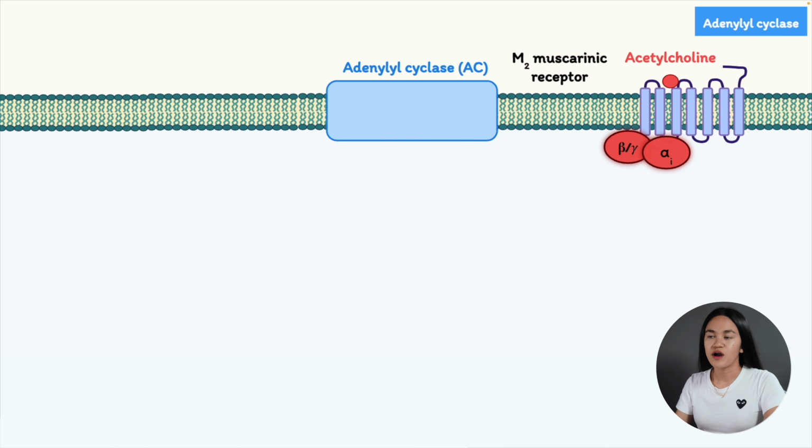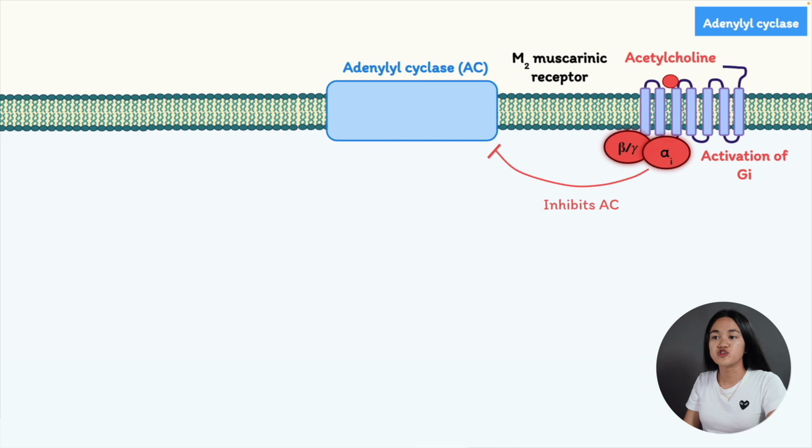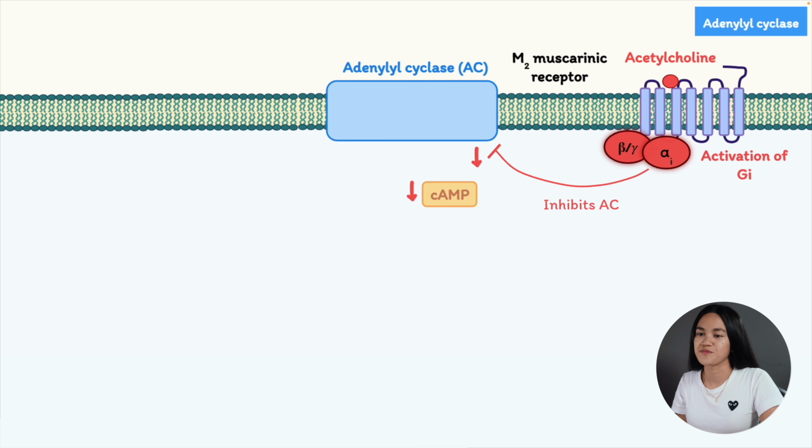When acetylcholine binds to and activates the M2 muscarinic receptor, that leads to the activation of the Gi protein. Remember, Gi stands for inhibitory. It inhibits adenylyl cyclase. Okay? So that activated Gi protein then moves to the membrane to interact with adenylyl cyclase, and it reduces the activity of the adenylyl cyclase enzyme, which then leads to a reduction in what? In cyclic AMP levels. Okay?